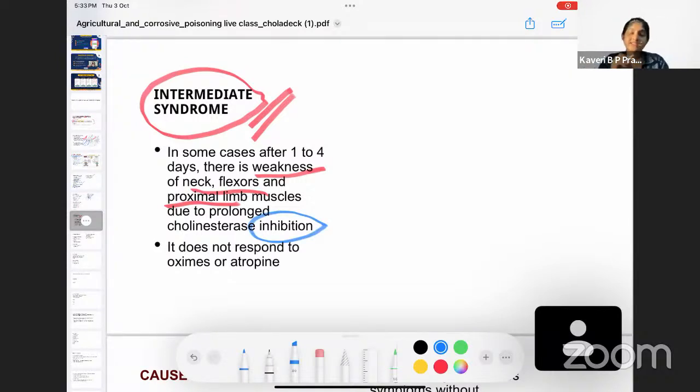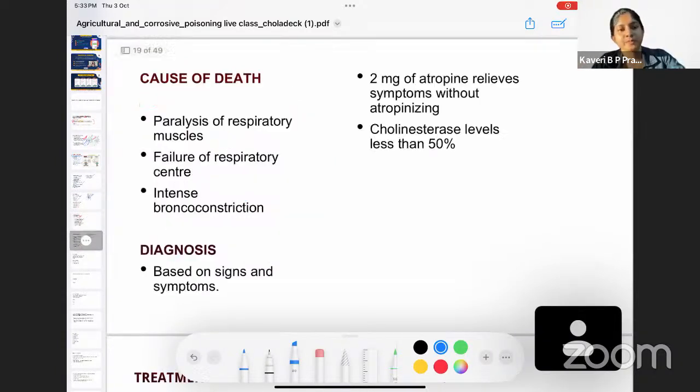And in this case, the person does not respond to the usual treatment that is given, that is oximes or even atropine. Now coming to cause of death. The cause of death is things like paralysis of the respiratory system. If the muscles in the respiratory system are paralyzed, he cannot breathe. So ultimately he's going to die.